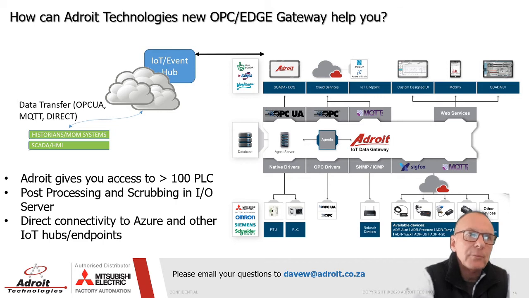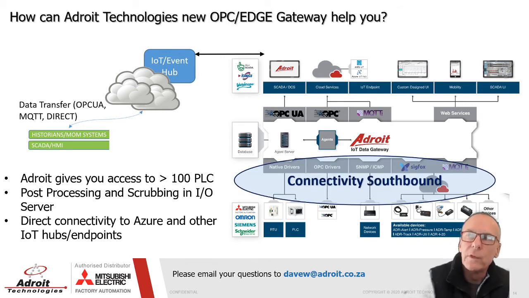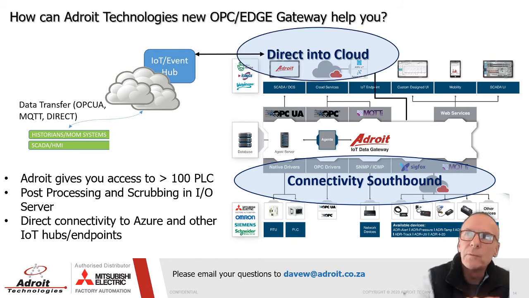Right, so how can we help you? We are about to launch our OPC Edge Gateway, and what that does, it allows you to implement MQTT, OPC UA, or a direct connection from your SCADA system, which again is talking to plant systems. On the right hand side, you can see that on southbound we offer you all the connectivity you want. Northbound, we can put it directly into the cloud using various technologies, or share information using OPC UA, etc.